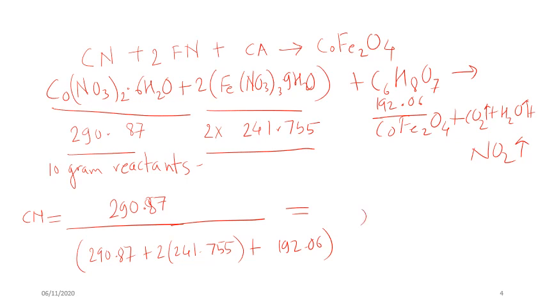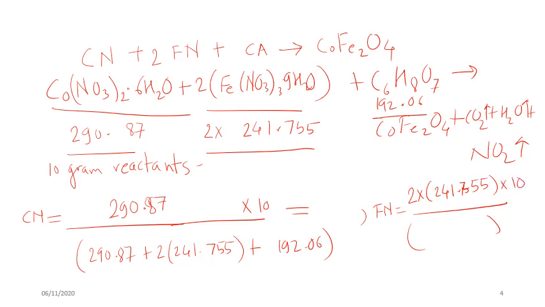Similarly I can do it for the ferric nitrate. So for the ferric nitrate case, I have to take the mass 2 into 241.755 divided by this whole denominator as it is. This will give me the mass of ferric nitrate. Okay, this is for 1 gram. If we want it for 10 gram, we have to multiply it by 10. Here we have to multiply it by 10.